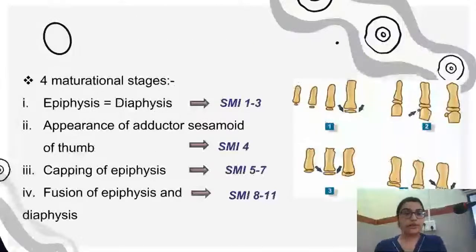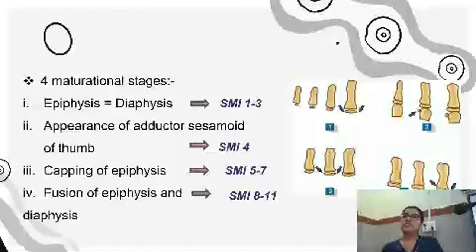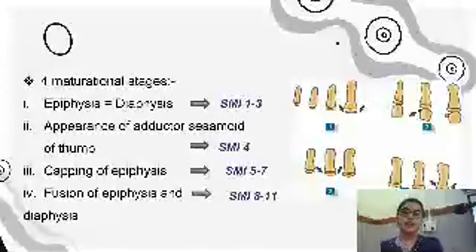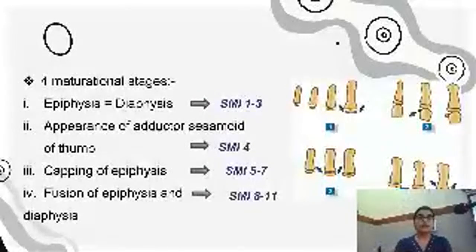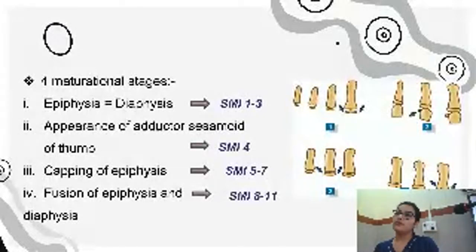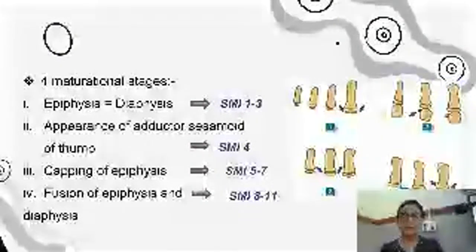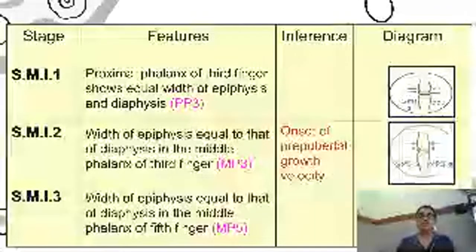Then Fishman's system of interpretation includes 4 evaluations. The SMI stage 4 is the appearance of the adductor sesamoid of the thumb. SMI stages 5 to 7 are characterized by the capping of epiphysis and diaphysis. And in SMI stages 8 to 11, there is fusion of epiphysis and diaphysis. So we'll see the stages.